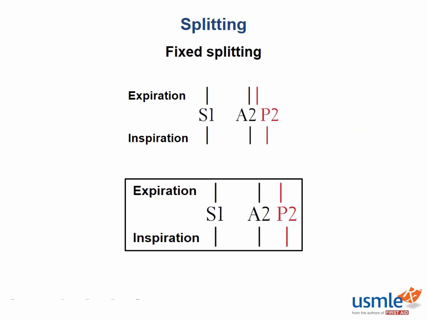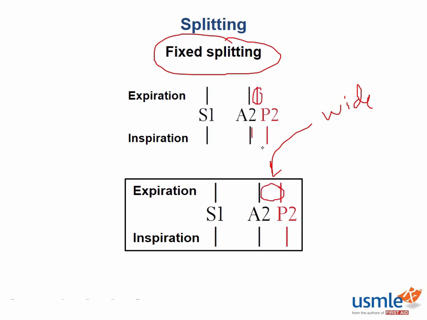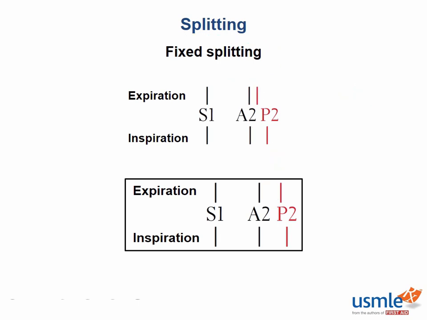So the next abnormality we're going to go over is what is called fixed splitting. Fixed splitting is a concept that describes a situation when we have wide splitting. So there is wide splitting, it's greater than normal. This period between A2 and P2 is greater than normal. And no matter what phase of respiration you're in, whether you're inspiring or expiring, the wide splitting remains fixed. It doesn't change between respiratory variation, which is a key difference between normal and wide splitting.